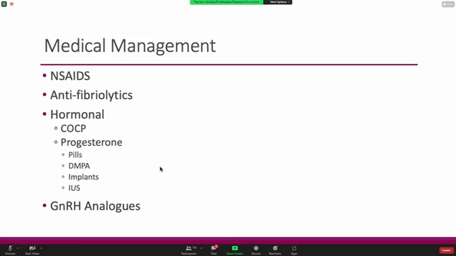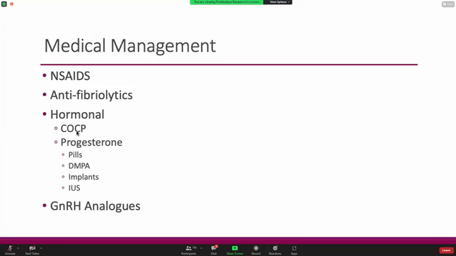So for medicine, these are the options we have. We call them NSAIDs, non-steroidal anti-inflammatory drugs. Mefenamic acid is the leading one of those, but we have Brufen and other NSAIDs as well. Antifibrinolytics are one of our first line drugs, which we call tranexamic acid, right? So that is what we use.